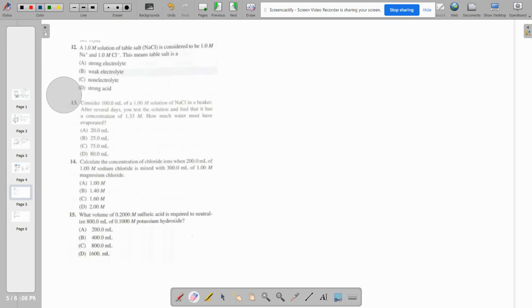How about 13? It says consider 100 mL of a 1 molar sodium chloride solution in a beaker. After several days, you test the solution and find that it has a concentration of 1.33. How much water must have evaporated? With this one, it's basically just using the molarity formula in a pretty creative way.